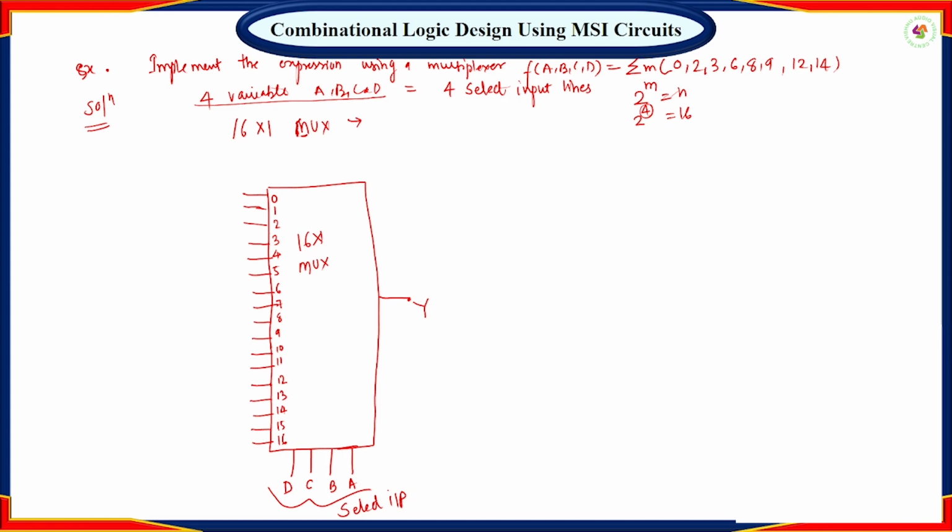So the first step is to identify the decimal numbers corresponding to the min terms. So these min terms are given here as 0, 2, 3, 6, 8, 9, 12 and 14. Connect these to logic 1. So you have 0, then 2, 3, 6, 8, 9, 12 and 14. These are connected to logic 1.